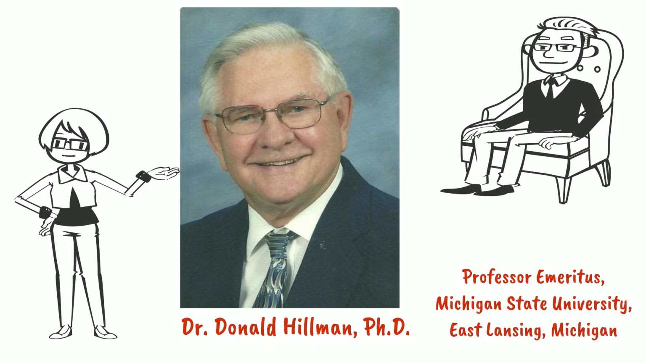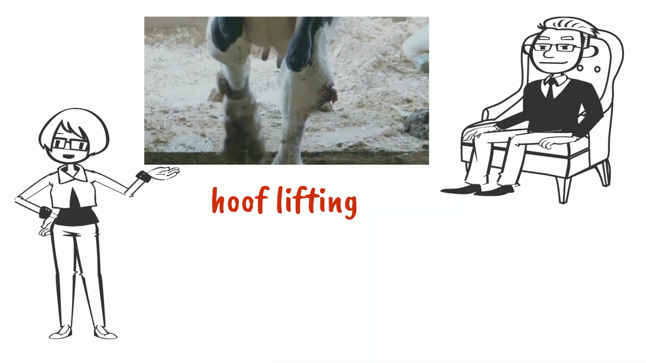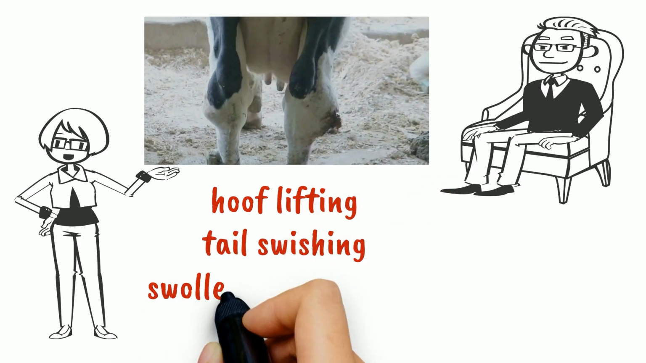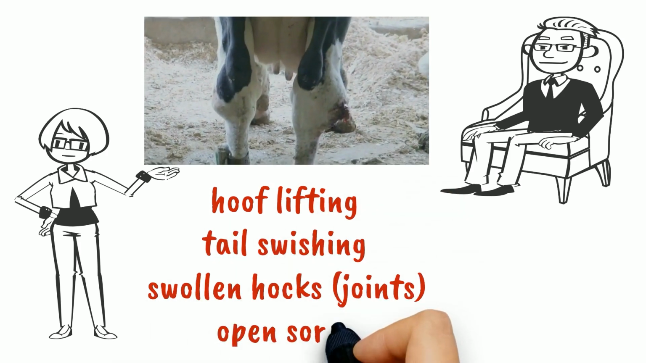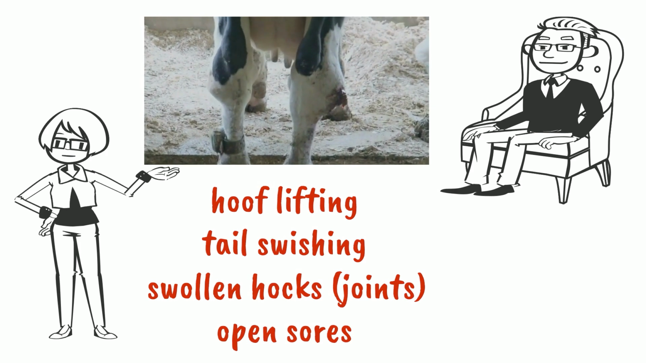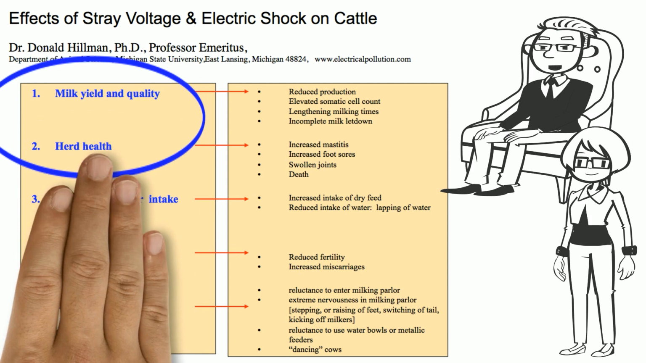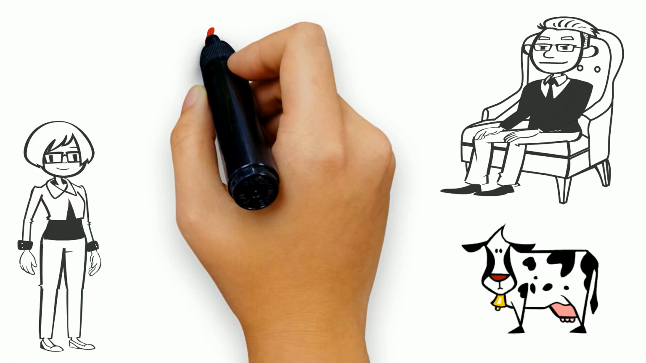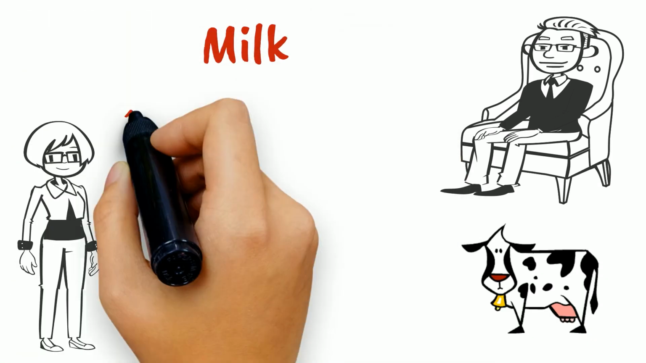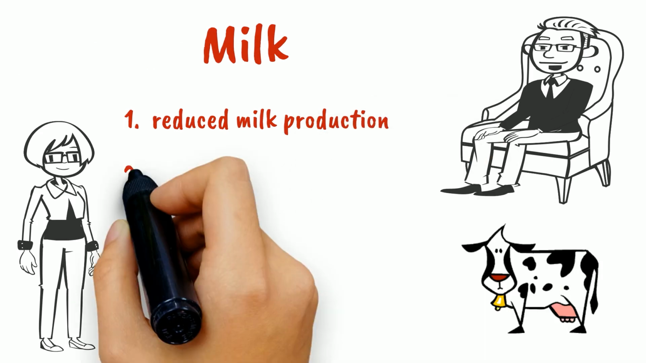Welcome back, Don. The last time we spoke we discussed how dairy cows respond to ground current pollution. We focused on behavior. What are we going to talk about today? Let's talk about milk production and herd health. These are the key effects of ground current on milk production.